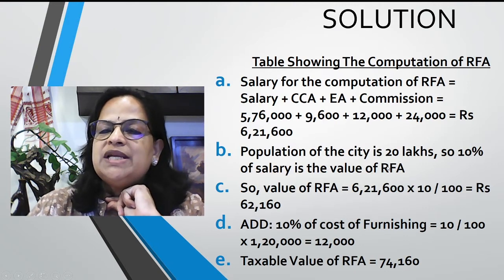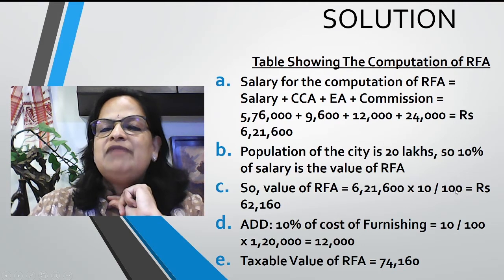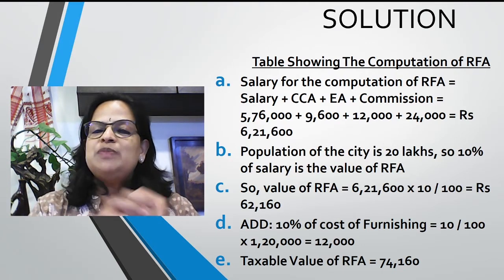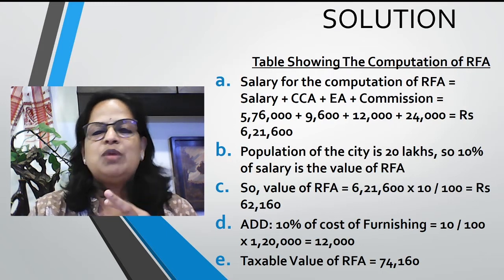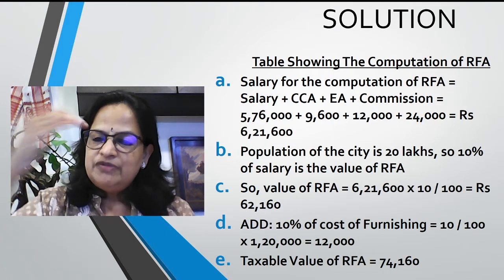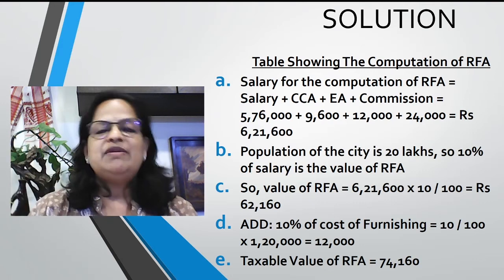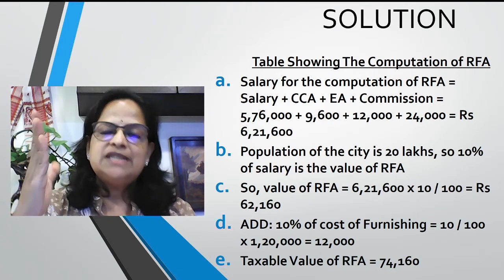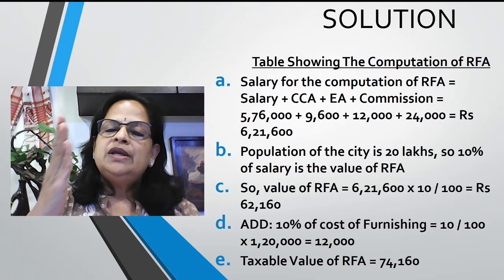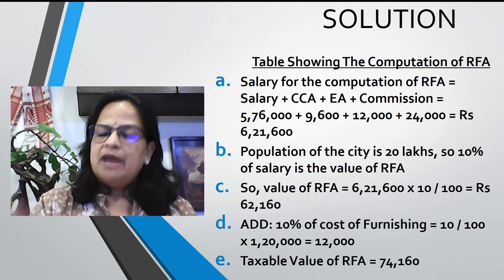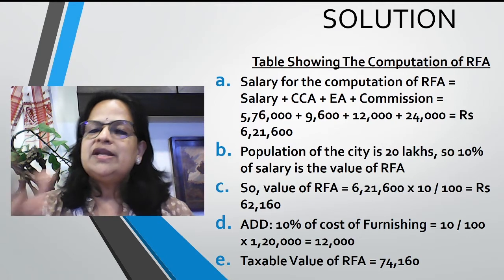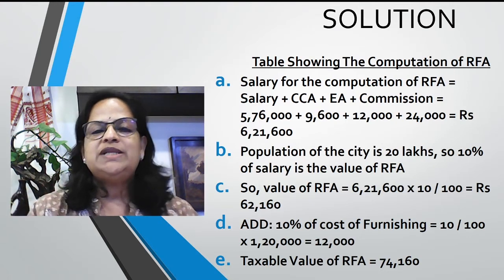Population of the city is 20 lakhs. So 10% of the salary will be the value of RFA. When the house is owned by the employer, the RFA valuation is based on the population of the city: 15%, 10% and 7.5%. If the population is exceeding 25 lakhs, it's 15%. Exceeding 10 lakhs and up to 25 lakhs, it's 10%, and less than 10 lakhs, it's 7.5%. So here it is 10% because the population is 20 lakhs.